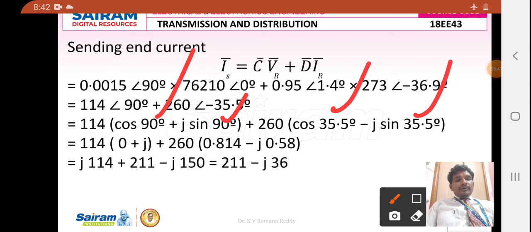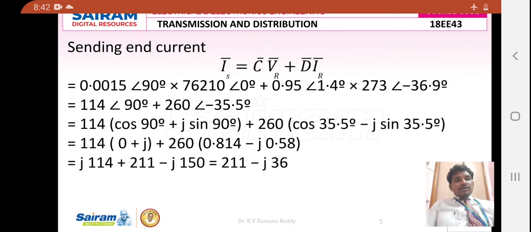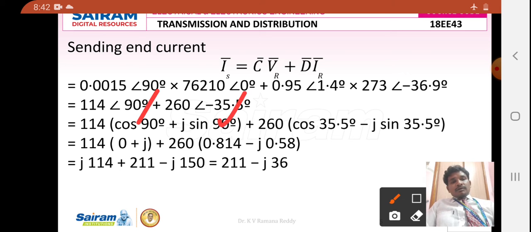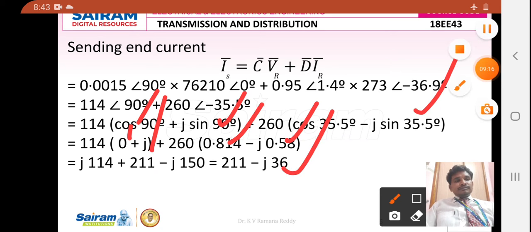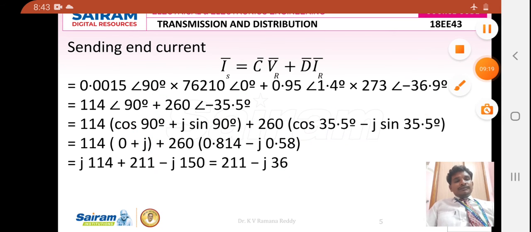So by doing that simplification we got 114 of 0 plus j, because cos 90 is 0 and sin 90 is 1. So j of 1 plus 260, cos of 35.5 degree is 0.814 and sin of 35.5 degree is 0.58. After doing that multiplication and simplification, we got j 114 plus 211 minus j 150, which is equal to 211 minus j 36. This is nothing but the sending end current we got after simplification.